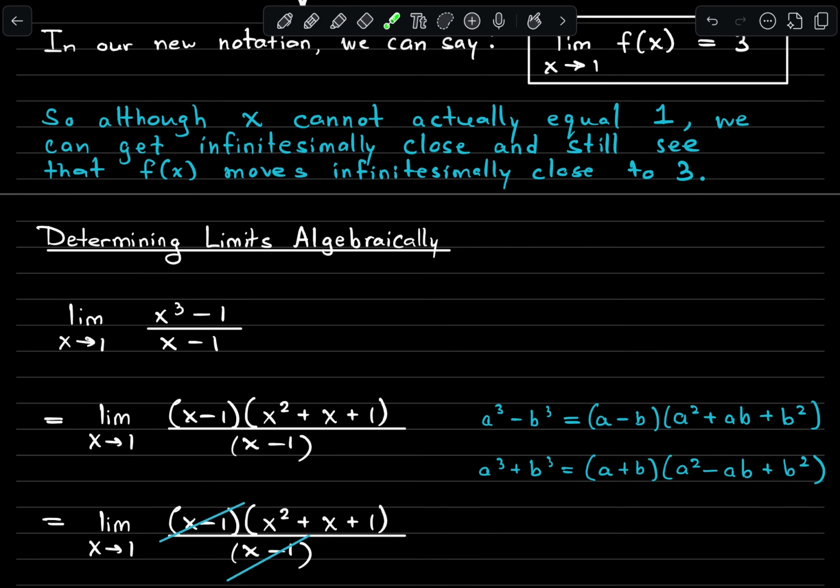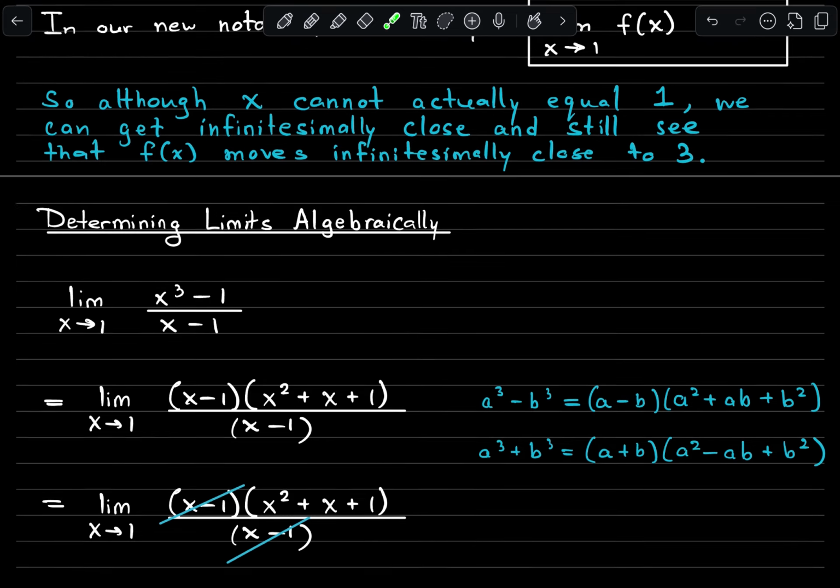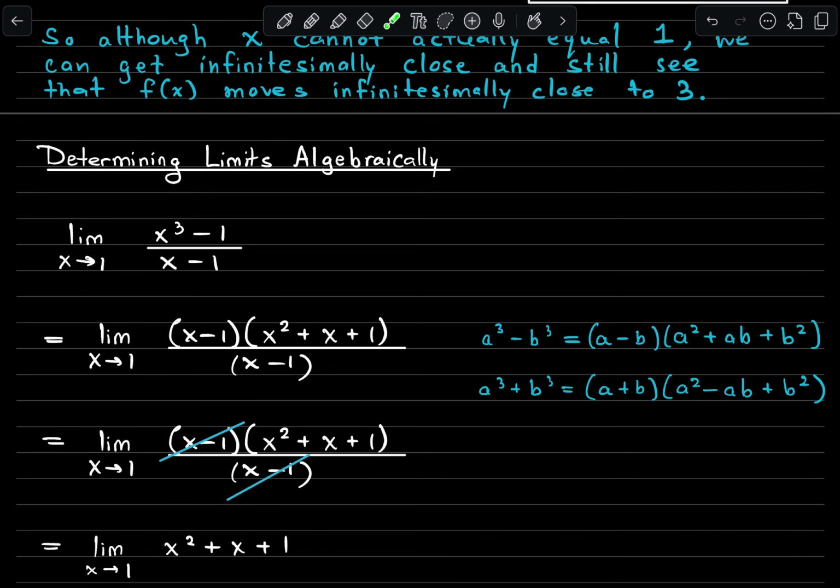And I can actually go ahead and cancel out that problematic factor. That x minus 1 on the bottom was what was preventing me from evaluating this function at x equals 1 in the first place. And now that it's gone, I'm going to be left with just a simple polynomial: the limit as x approaches 1 of x squared plus x plus 1.